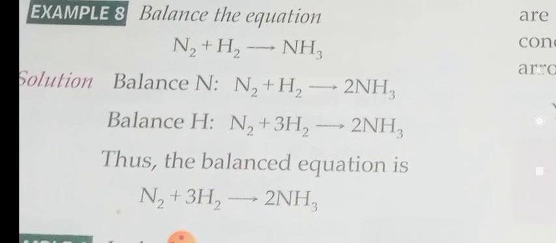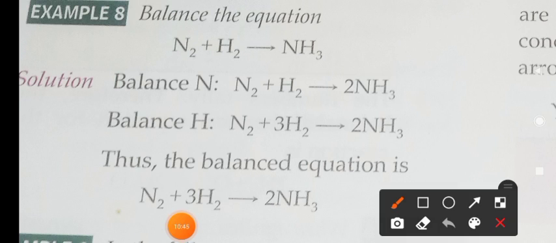Okay, now the next one is N2 plus H2 forms NH3. So which is lacking here? N2 has 2 nitrogen, but here only 1 nitrogen. 2 hydrogen here, 3 there. Both are lacking. So first let us balance the nitrogen. Add the coefficient 2 to the product. So it will become N2 here, and 2 nitrogen there, but H2 here and 6 hydrogen there. So balance the hydrogen. How can we balance? Add the coefficient 3 to the reactant side, to hydrogen.